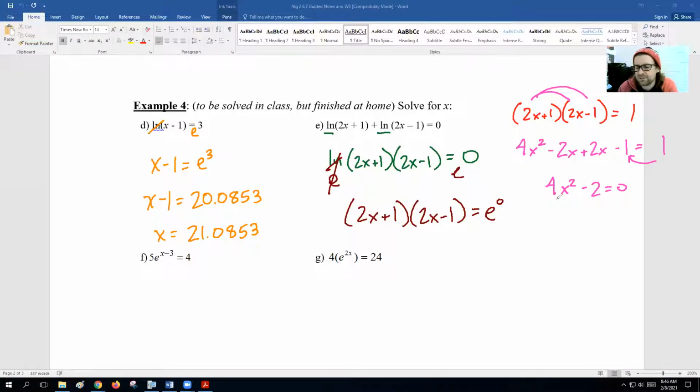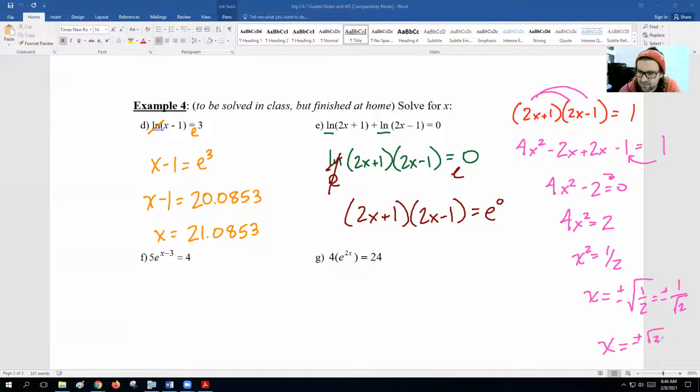Okay, we could try to factor this here, but it's not going to work out nice, so we'll take our time with this. We're going to add the 2 over to the other side. 4x squared is equal to 2. Then we divide by 4, so we get 1/2. And then we take the square root. So x equals plus or minus the square root of 1/2. And that ends up being plus or minus the square root of 1 is 1, the square root of 2 is 2. If we want to get real fancy, we can say this is plus or minus radical 2 over 2.